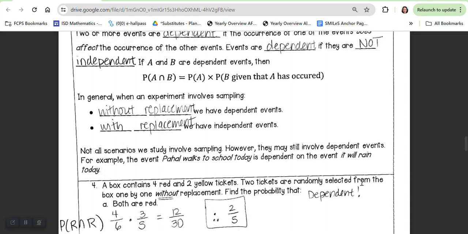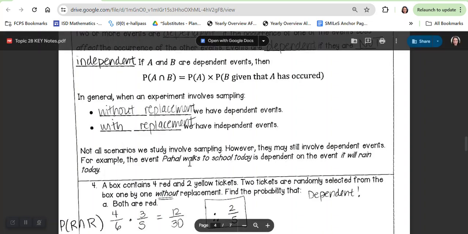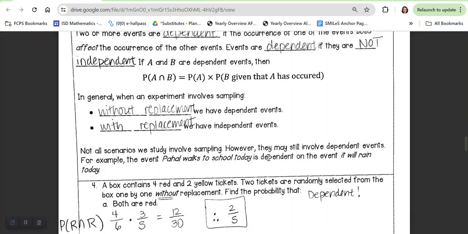Not all scenarios we study will involve sampling, however, they may still involve dependent events. For example, the event Pahal walks to school today is dependent on the event it will rain today, because one probability will change the other one.